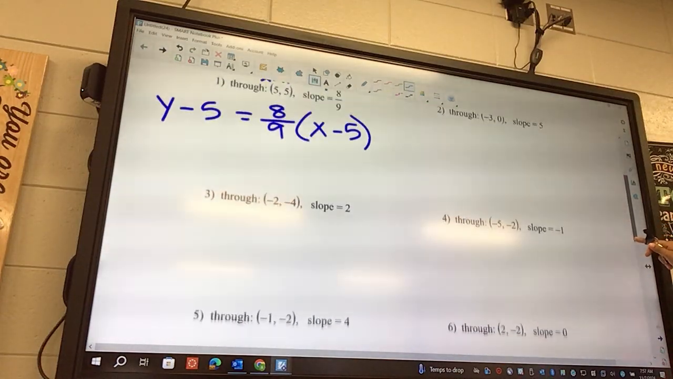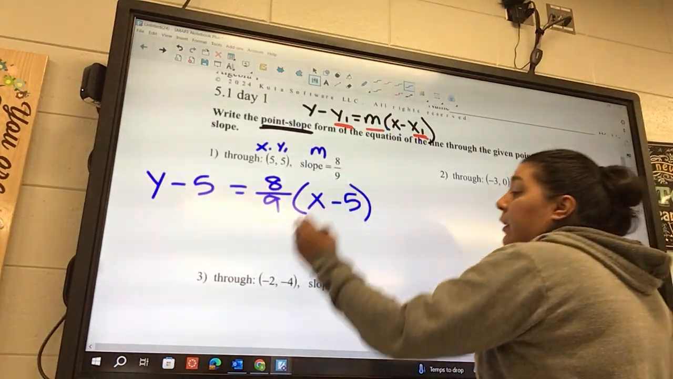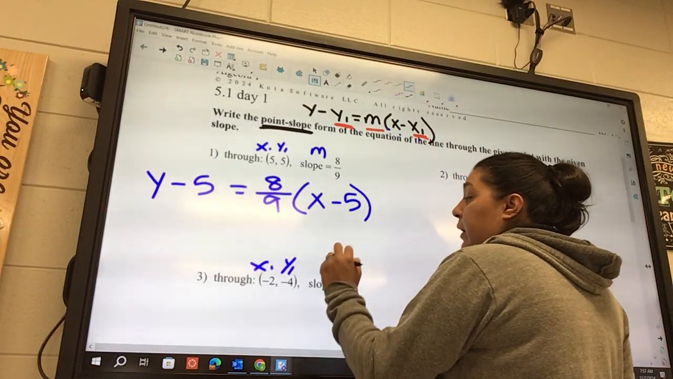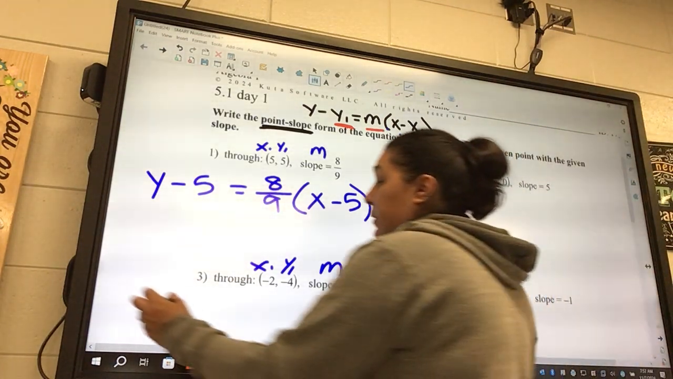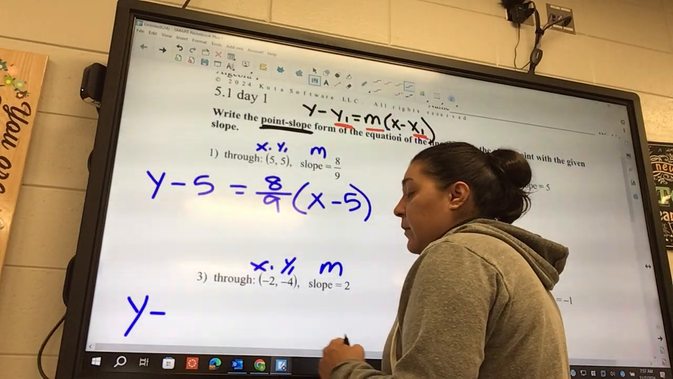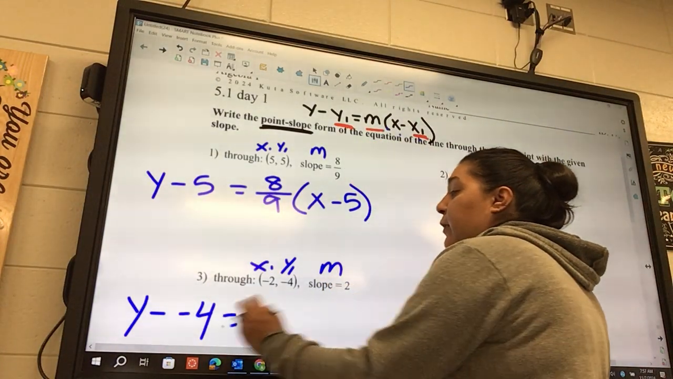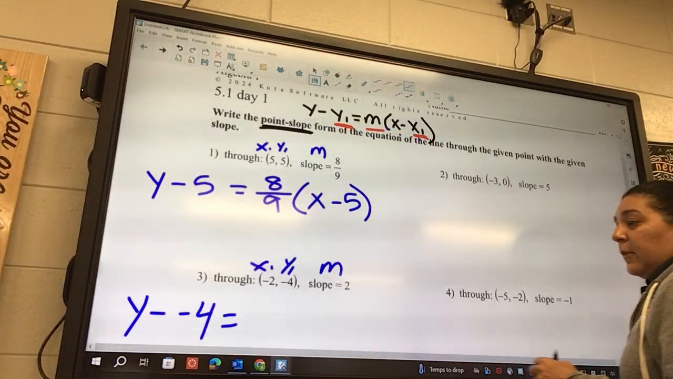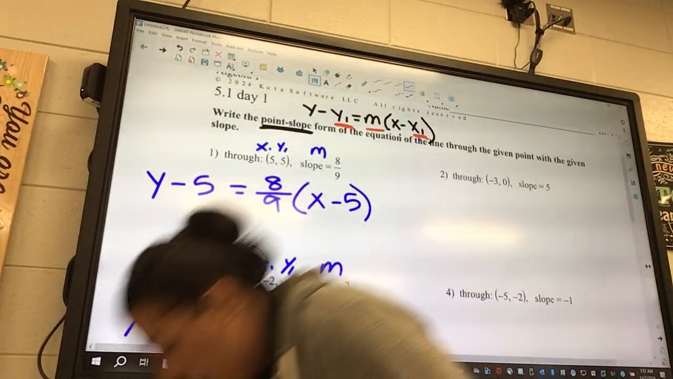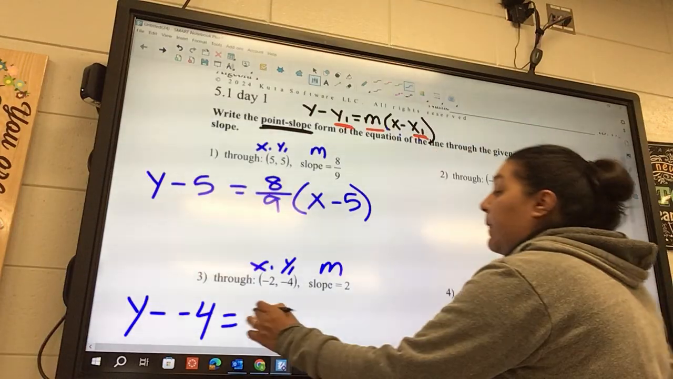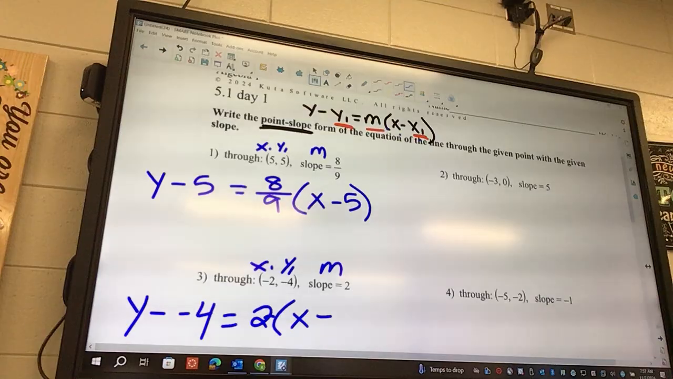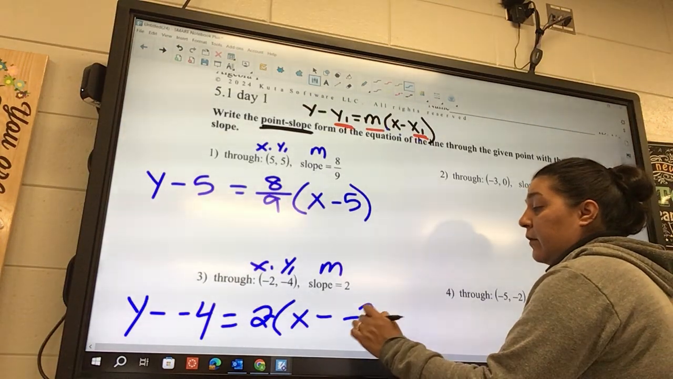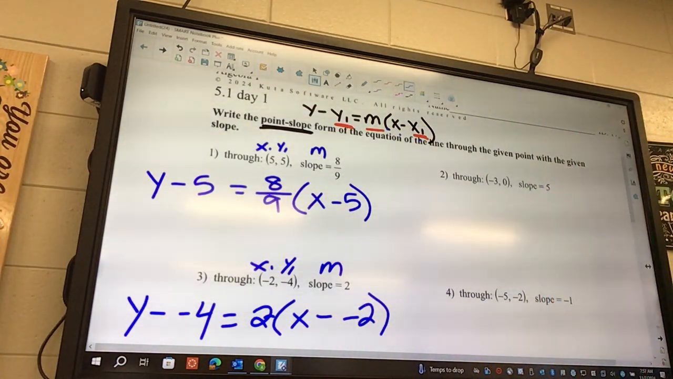So let's look at number 3. We're going to label x1, y1, and m. So we're going to say y minus, what is my y1? Negative 4 equals, what is my m? 2. Parenthesis, x minus, what is my x1? Negative 2. Okay, so let's talk about this.